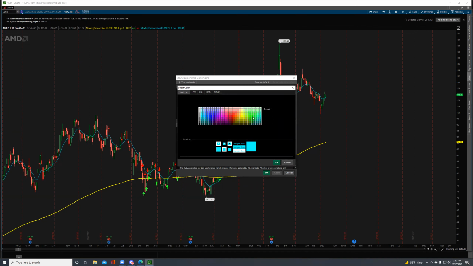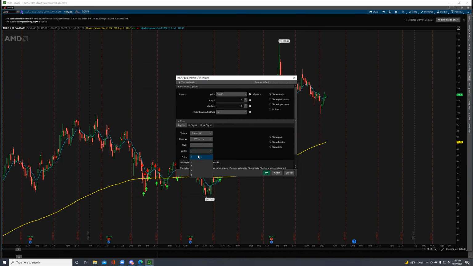Let's do a nice darker green. Maybe a little hunter green, like a little thicker. Apply. Okay, well, that actually kind of blends in too much. Let's go back here. Let's just keep it blue, so it makes it a little easier to read for everyone.